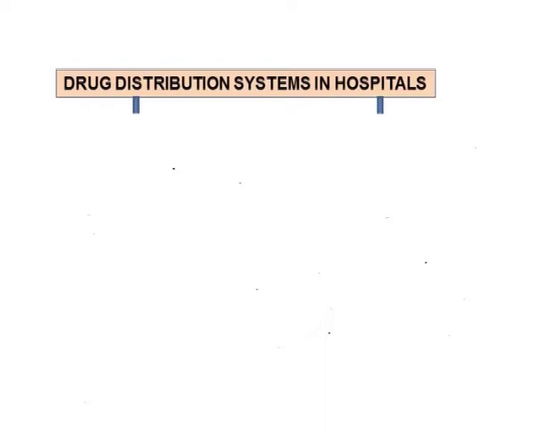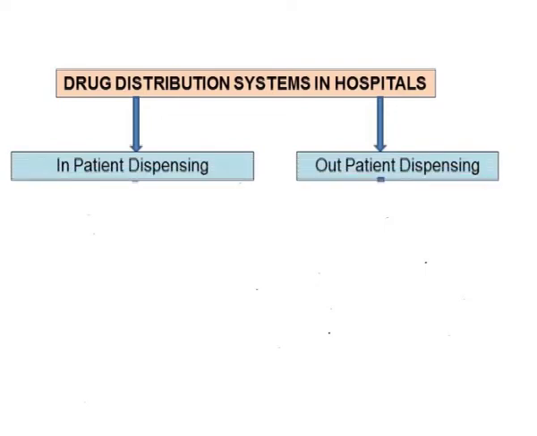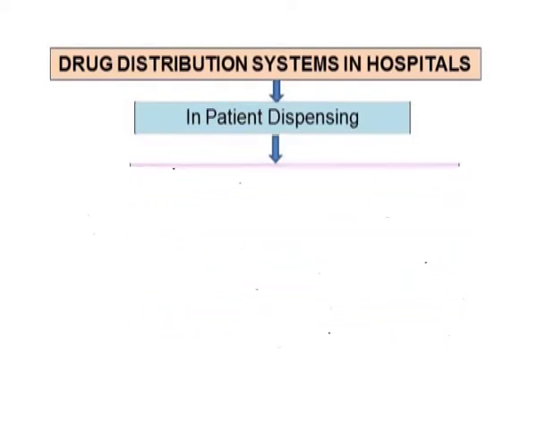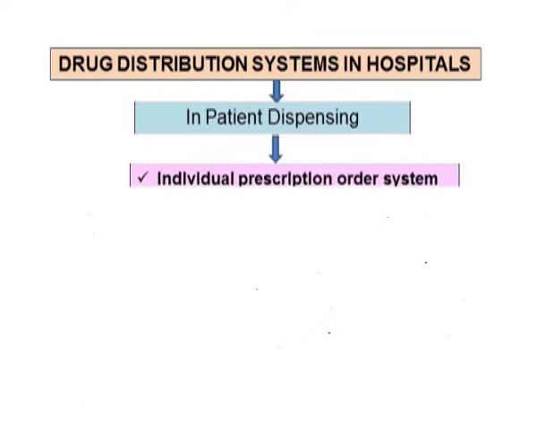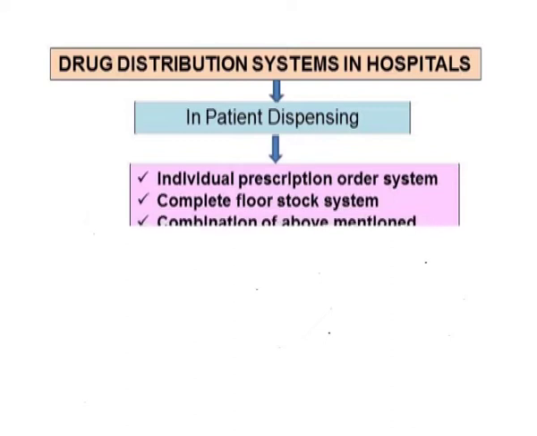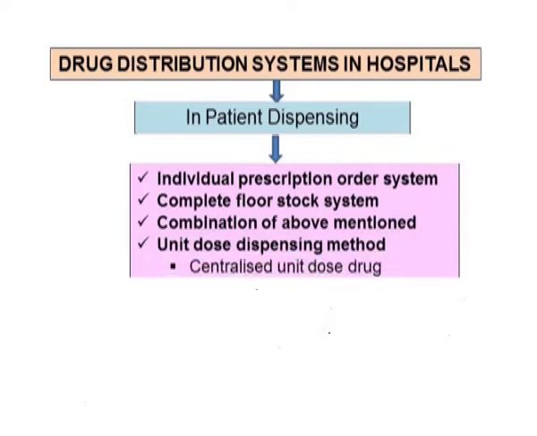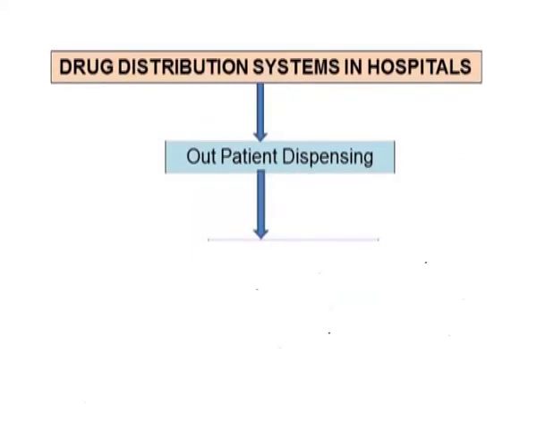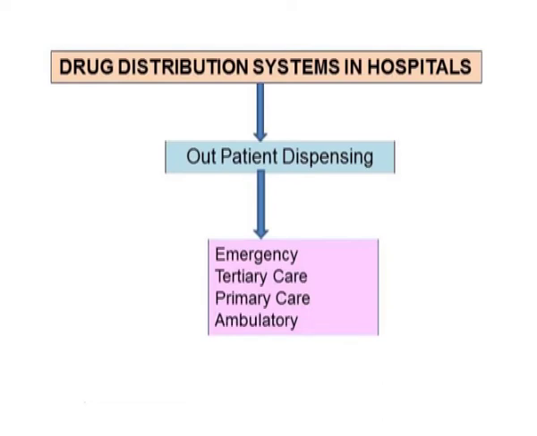So drug distribution systems in hospitals, as we have seen, are of two types: inpatient dispensing and outpatient dispensing. In inpatient dispensing, there are 4 types. First is the individual prescription order system. Second is the complete floor stock system. Third is a combination of both these systems. And fourth is the unit dose dispensing system, which is of 2 types: one is centralized and second is decentralized. Similarly, the outpatient dispensing system constitutes 4 types: emergency patients, tertiary care, primary care and ambulatory.